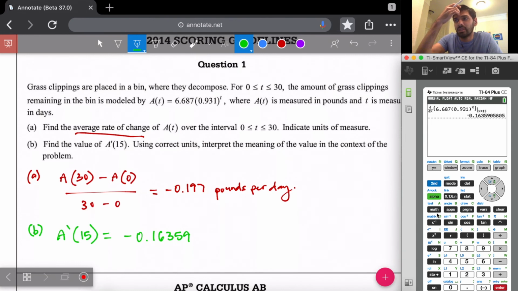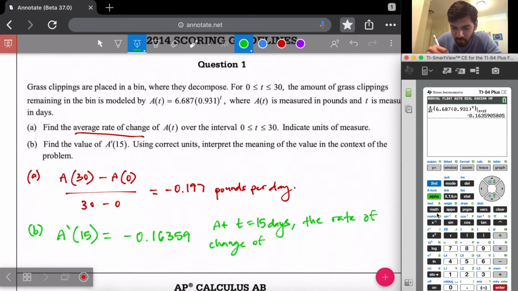So what this means is that at time equals 15 days, okay, this is a rate of change at a specific time in the interval. So at t equals 15 days, the rate of change of grass clippings is negative 0.16359 pounds per day, lbs per day.